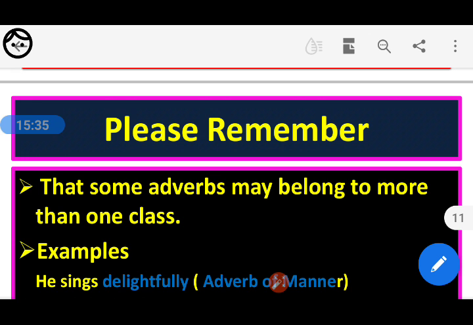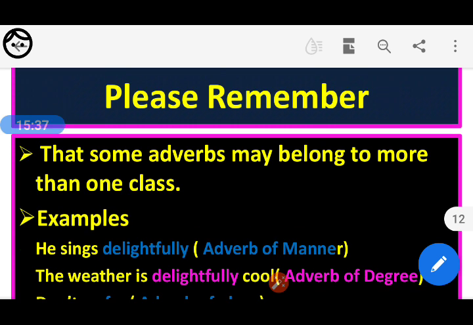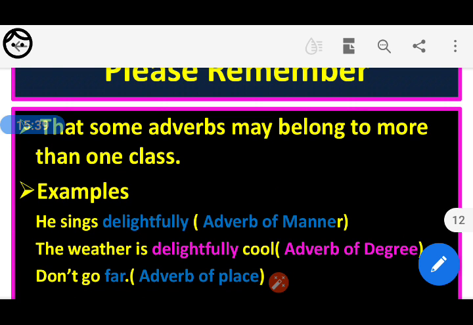Example: he sings delightfully. The weather is delightfully cool. These are two sentences, and delightfully is in both places. He sings delightfully: it is an adverb of manner. Here the weather is delightfully cool: in this sentence it is an adverb of degree. So delightfully can be used as an adverb of manner and as an adverb of degree.